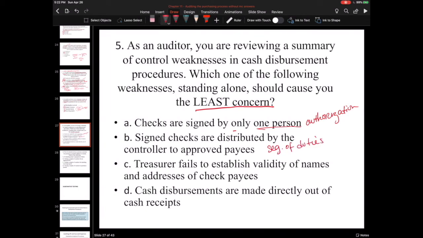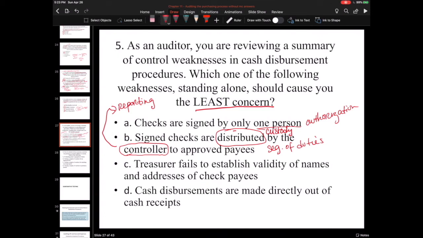One thing which I think we talked about maybe earlier on in the course was what a controller does. A controller is in charge of financial reporting or has a lot to do with financial reporting. So that's the issue here: this distribution of checks is a custody thing, and the controller does financial reporting. So this is the segregation of duties problem. So B is a bigger problem than A.